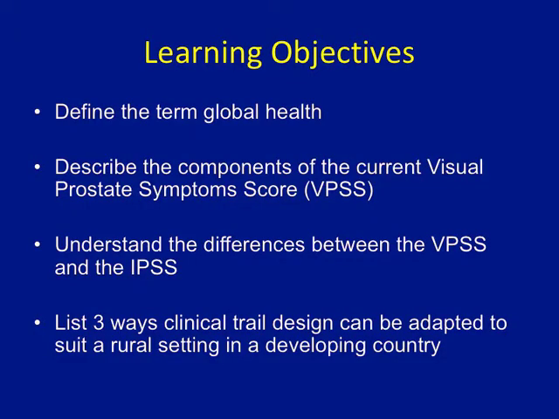I have 4 learning objectives for us this morning. The first is to provide a definition of global health. Secondly, we're going to describe the components of the visual prostate symptom score. We're going to learn how the visual score is different from the IPSS that many of us are really familiar with. And then finally, 3 ways that a clinical trial design could be adapted to suit a rural setting in a developing country.